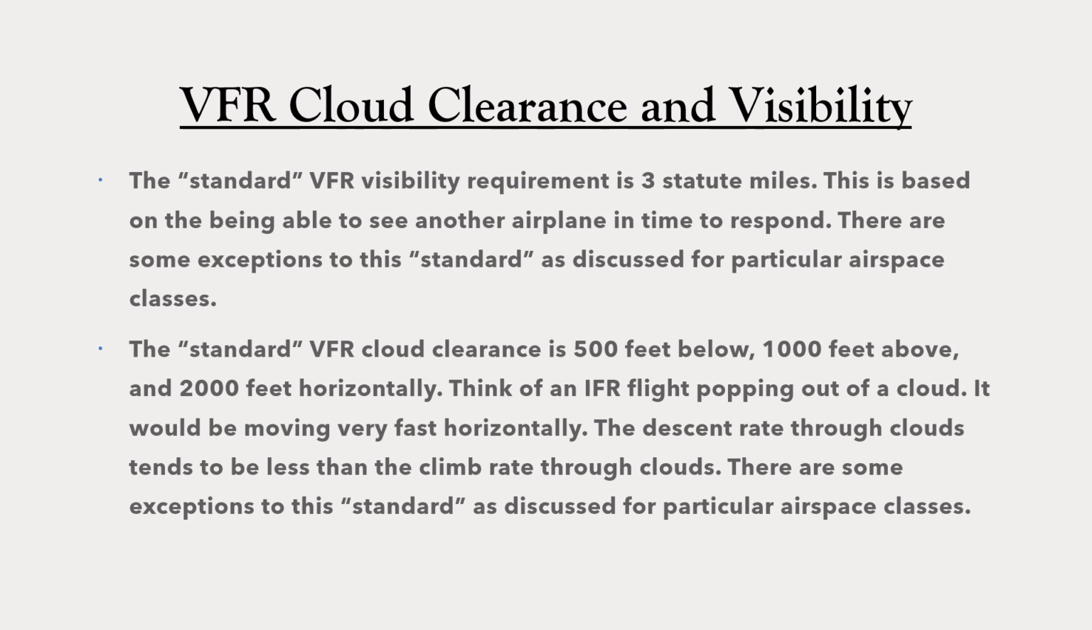Similarly, there are standard VFR cloud clearance rules, which is we should stay 500 feet below, 1,000 feet above a cloud, and 2,000 feet horizontally. The reason those are different is an IFR flight popping out of a cloud would be moving pretty fast horizontally. So if it's coming out of the cloud horizontally, we need quite a bit of space to see it and avoid it. Vertically, they tend to be climbing faster than when they're descending. So that's why the above and below numbers are a little bit different.